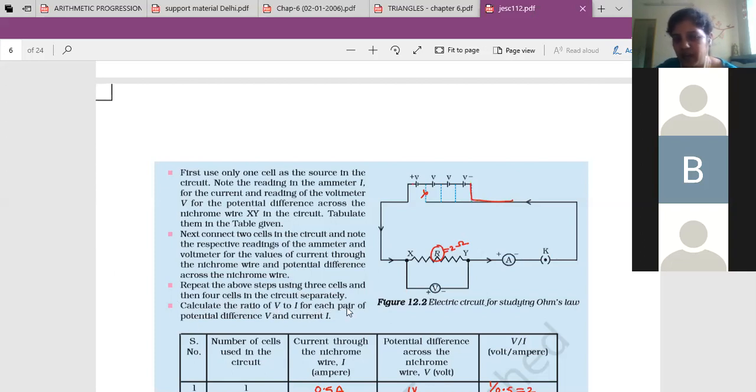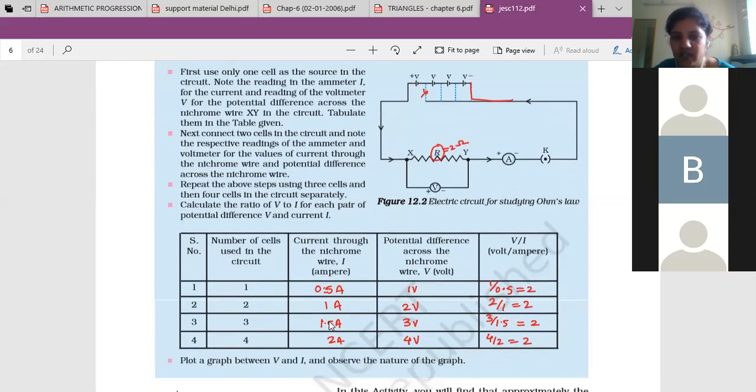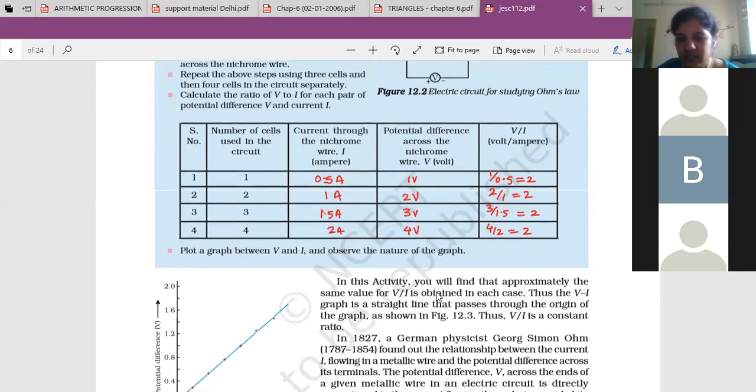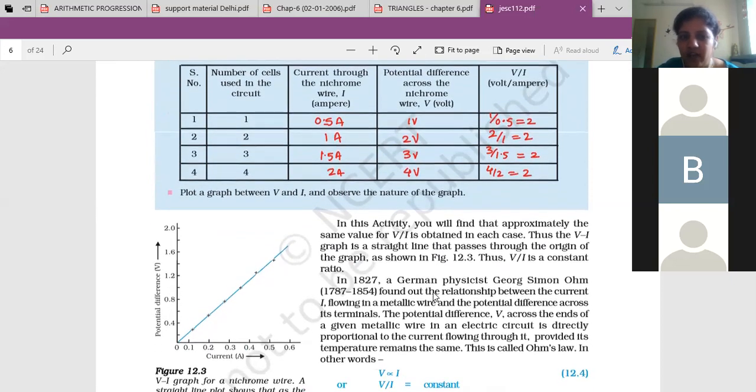Calculate the ratio V by I for each pair of potential difference V and current I, and then plot the graph for it also. So plot a graph between V and I. Observe the nature of the graph. You will see the graph like this. When you are plotting the values, current is always plotted on the x-axis and the potential difference is plotted on the y-axis. When you plot these points, you will get the points like this. And when you join them, the graph is a straight line passing through origin.